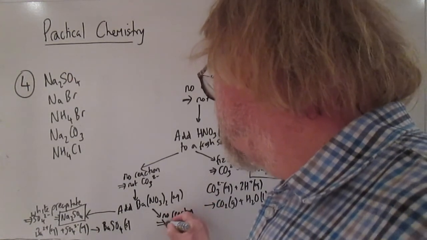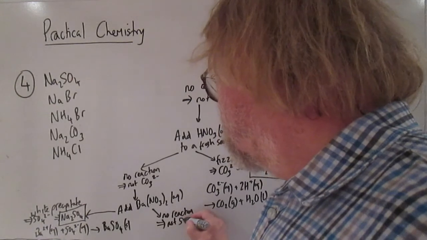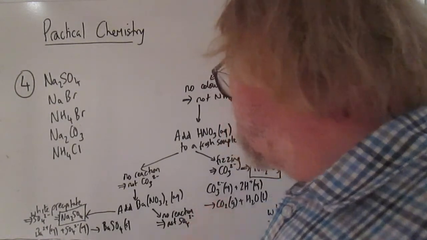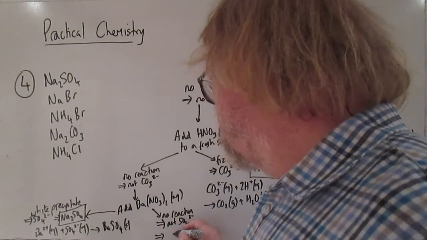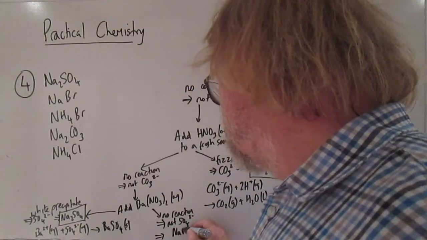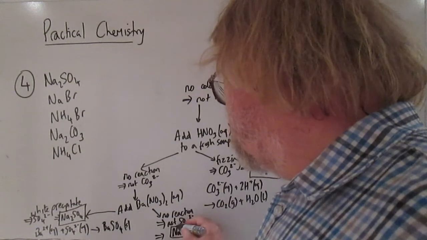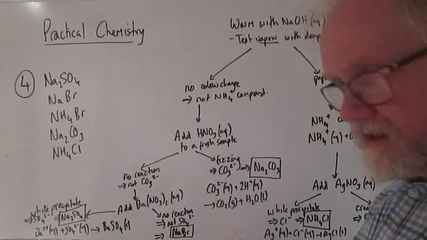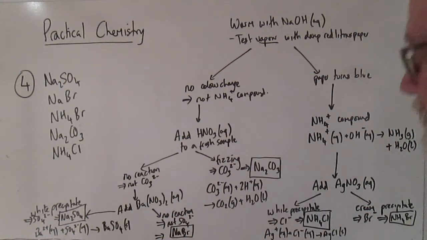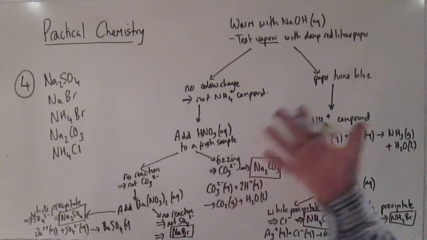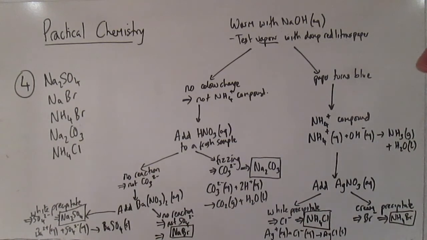Means it's not a sulfate. And therefore, because it's the only one left in the game, it must be the bromide. So that one is NaBr. And that's it, you don't need to do any more. You don't need to do a test at that point to confirm it's bromide, because it's the only one left in the game. You could if you wanted to, but you don't need to. You've now successfully identified all of them.